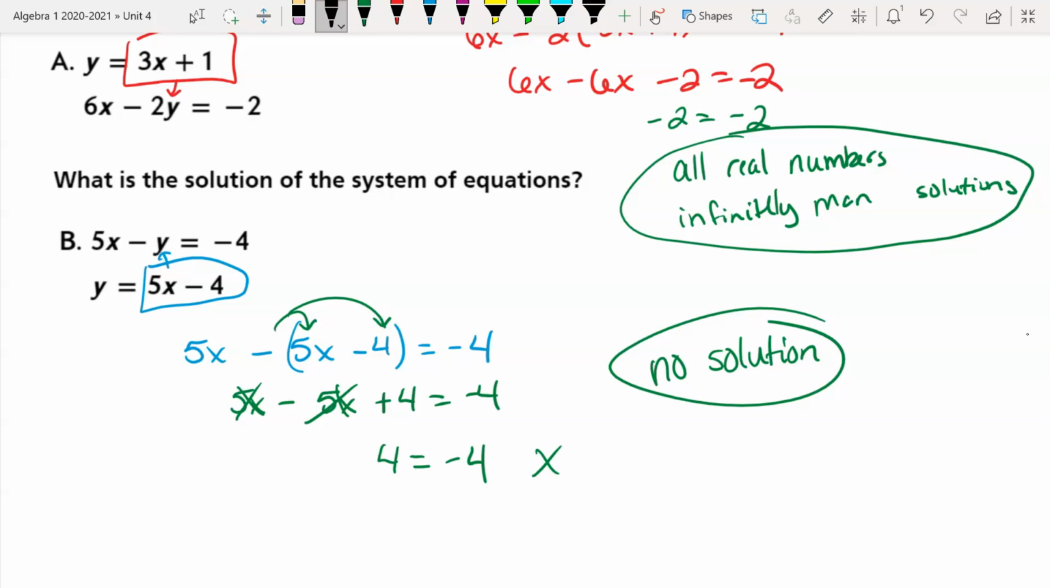All right, so those are two special cases. I know we talked about them in graphing as well. But now whenever you solve it, if you get something like 4 equals negative 4, 8 equals 0, something that's not true, your answer is no solution.